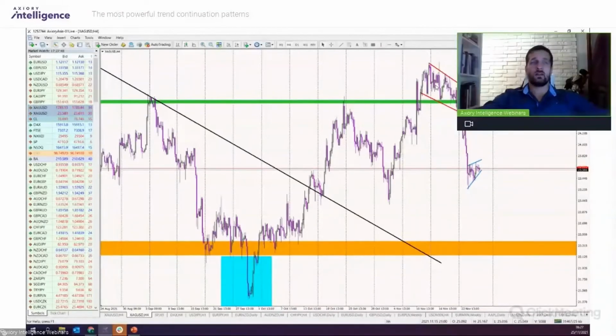Because you should not trade bounces from the lower line. No. In case of trend continuation patterns, as I said, you trade the breakouts, not the bounces. And now after a big bounce, we have a small wedge. Most probably it will result in a breakout to the downside.